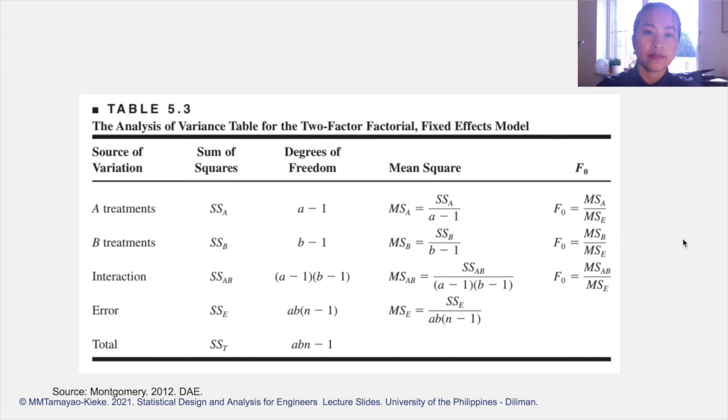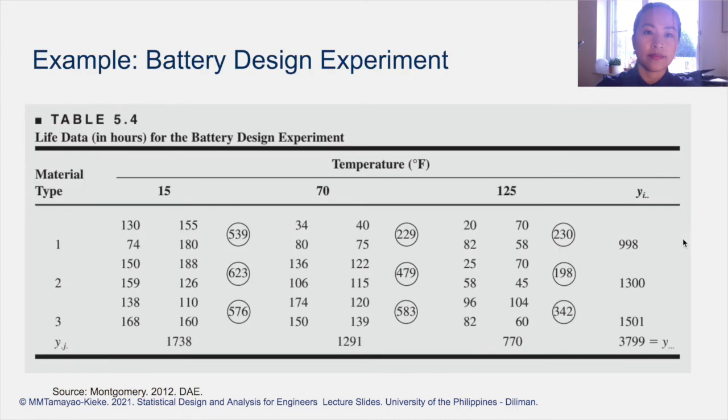Okay, now let's look again at the battery example. So what is 539 here? This is the sum of all the observations for the combination of material type 1 and 15 degrees Fahrenheit. So we basically get the sum of observations at different combinations of levels. So this is actually y sub ij dot.